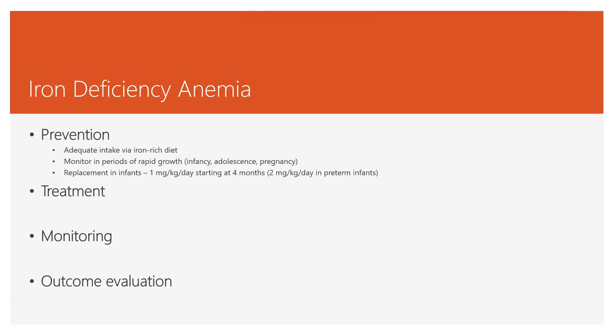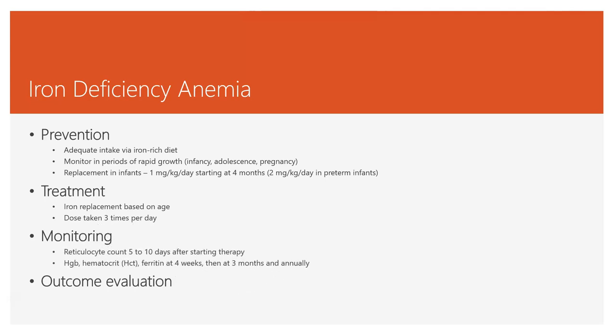Prevention of iron deficiency anemia includes an adequate intake of an iron-rich diet, monitoring in periods of rapid growth, and replacement as needed in infants. Treatment begins with prevention, but iron deficiency cannot be overcome with increased dietary intake alone. Iron supplements are always required. Treatment is based on age and usually dosed about 3 times a day.